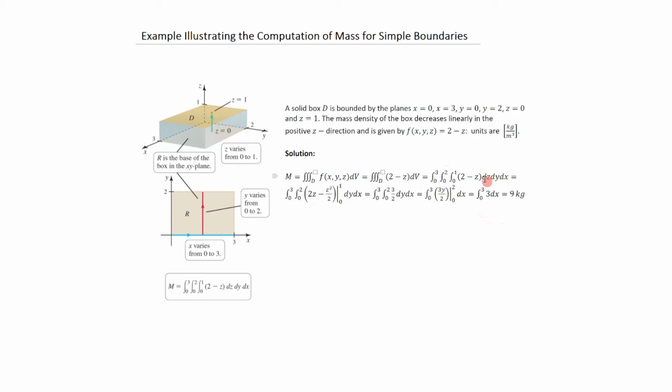dz basically means you hold y and x constant. When you do the integral with respect to y, you hold x constant. And finally, the last thing you integrate is with respect to x here, and the final result in terms of units is 9 kilograms. So this is just an explanation of the region over x that we're integrating, the region over y we're integrating, and the region over z that we're integrating.